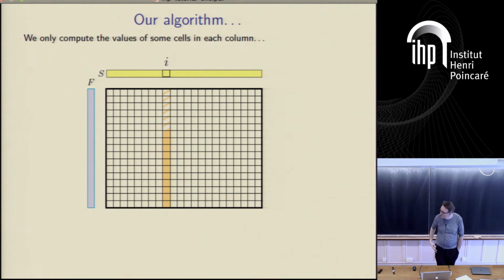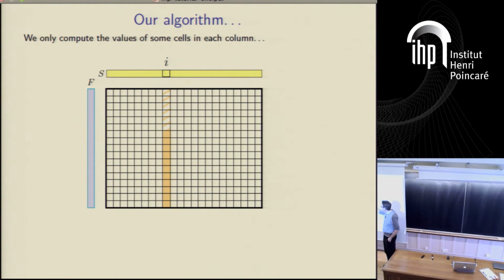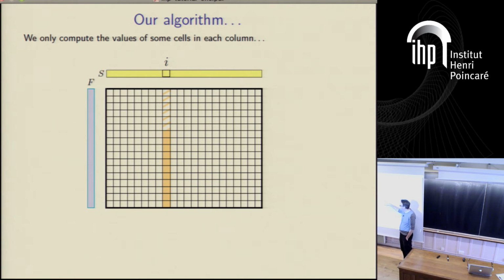Right. So we're only going to compute some of the values in our algorithm in every column. Everything above a certain position we'll just put to infinity. Right? And then we're going to give some finite values to the things below a certain level in a column.